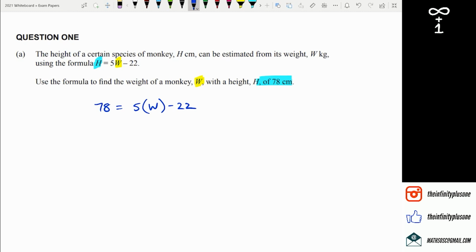5 times W minus 22. So taking the 22 across, the 22 is going to become positive. So we've got 78 plus 22, and all of this is equal to 5W. So what we really have is 100 equals 5W. And then we can say that W is equal to 100 divided by 5, which means W is equal to 20. So that's your question 1A right there.